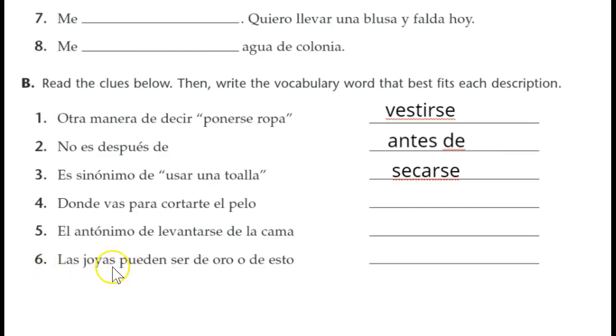Number 6, las joyas pueden ser de oro o de esto. Jewelry can either be golden or de what? What is it in your vocabulary? Okay, so I'll let you finish there. By the way, antónimo means opposite, the antonym. So the antonym of getting up out of bed would be lying down, right? So put that in Spanish. Refer to your vocabulary.